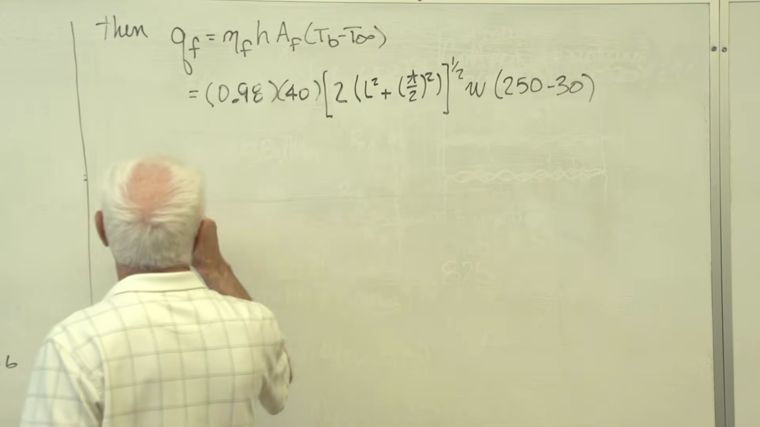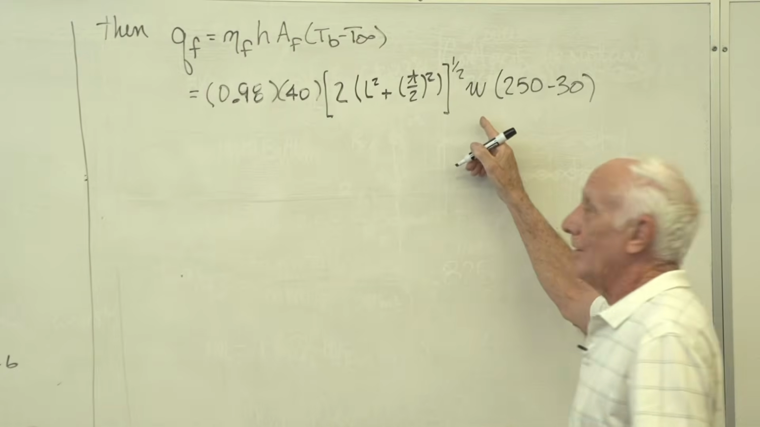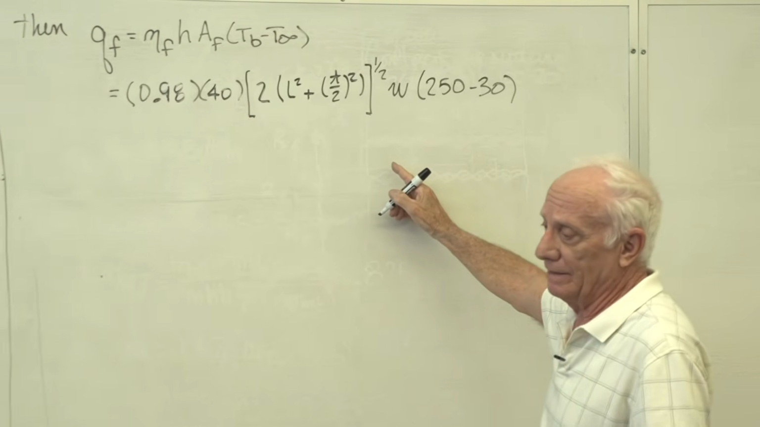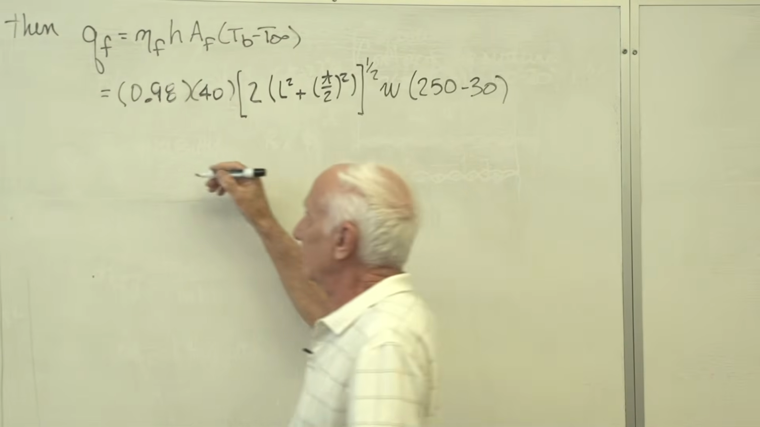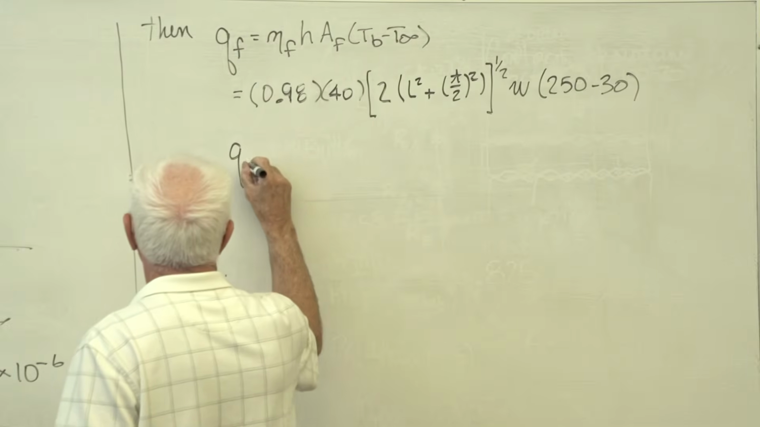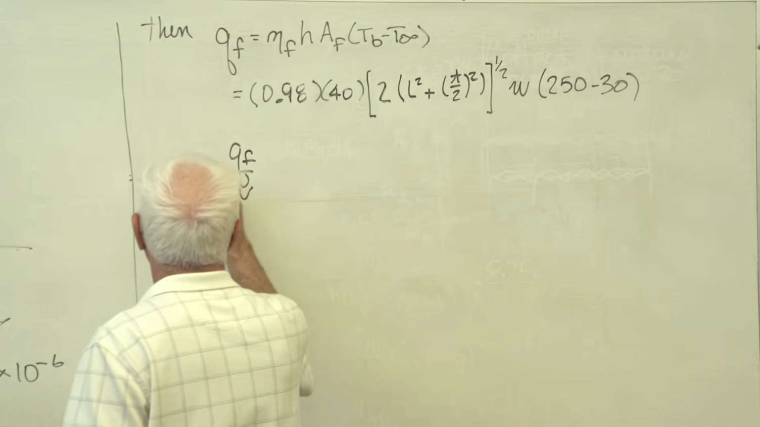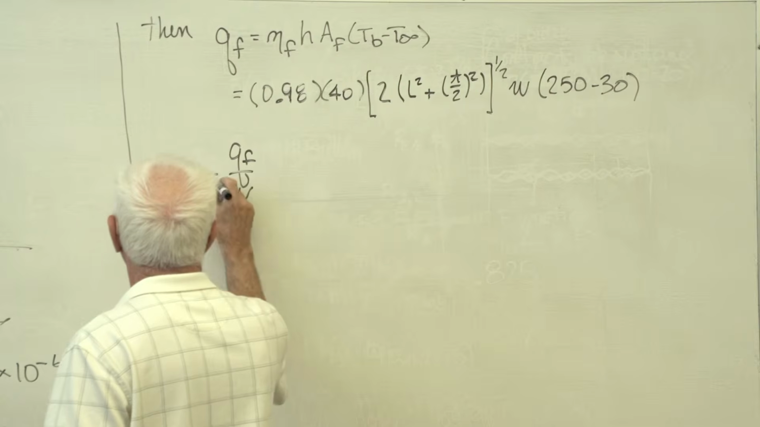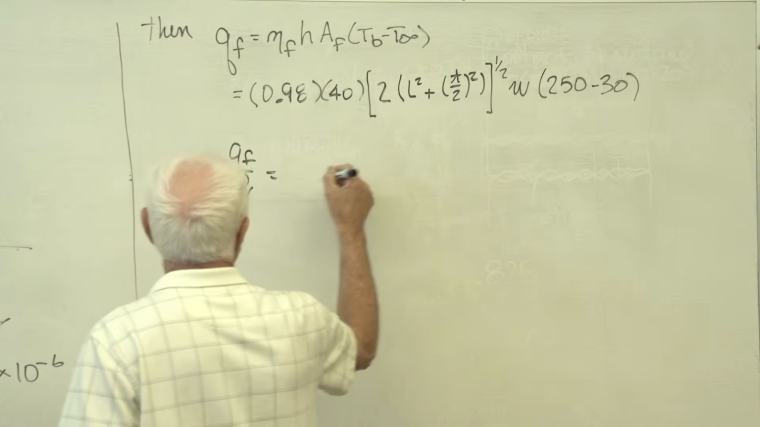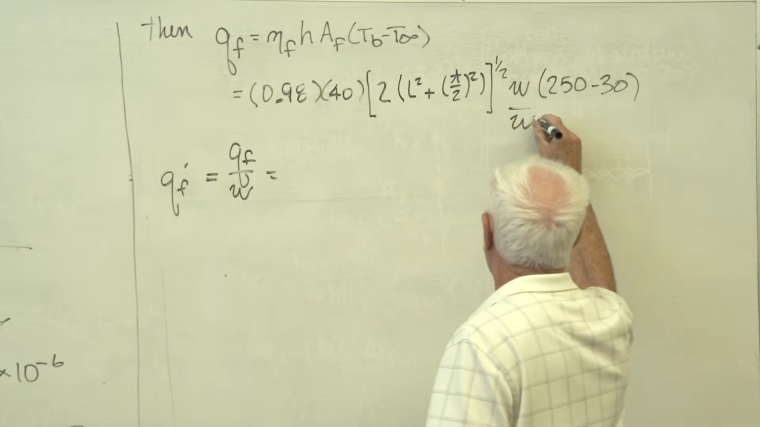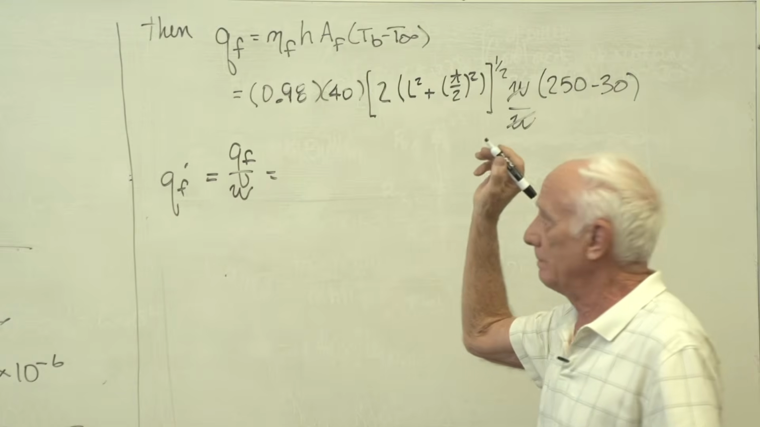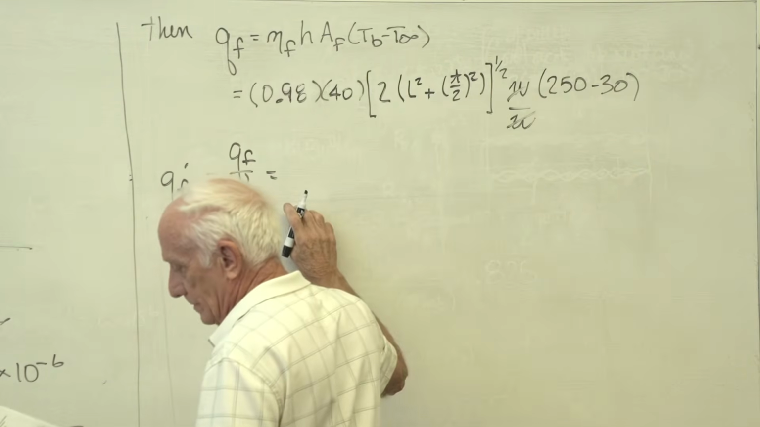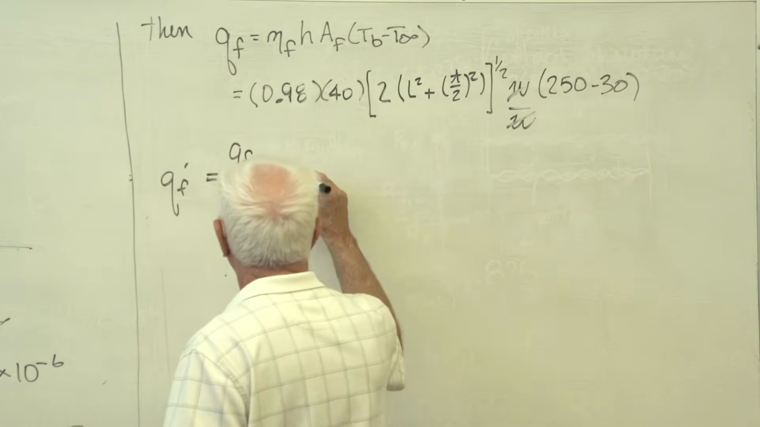Okay. I don't know W. I want W out of this thing. So I'm going to divide both sides by W. QF divided by W, and I call that QF prime. When I divide this by W, of course the W's cancel out. They're gone. So the answer comes out to be 110 watts per meter.